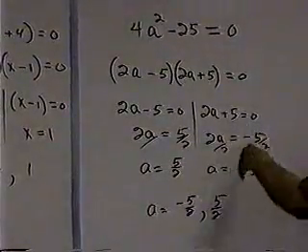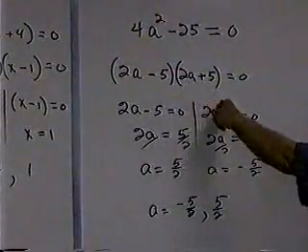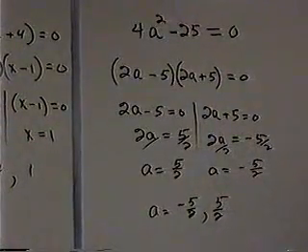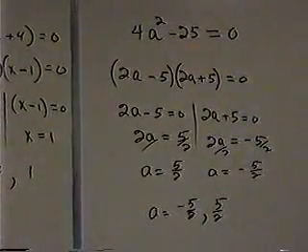Okay, the concept is get everything to one side equal to 0, factor, set each factor equal to 0, solve for the letter. All right, let's look at the next example.